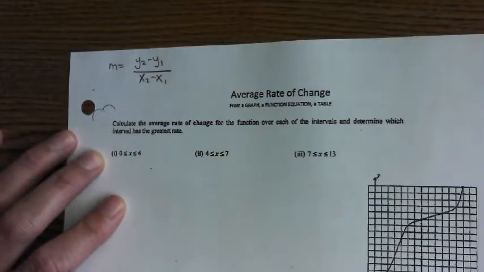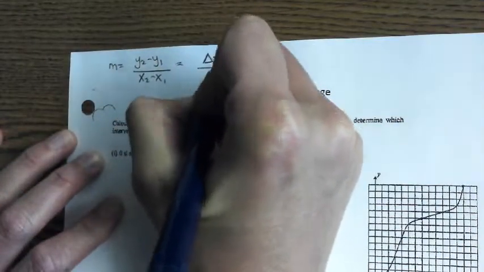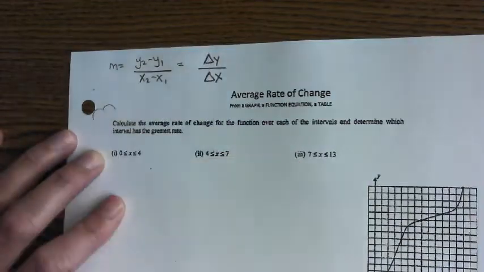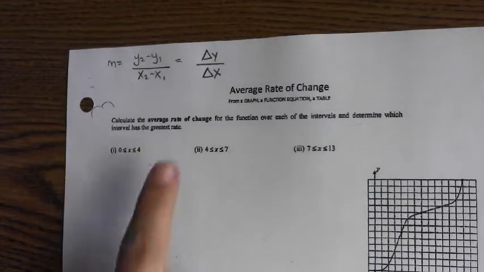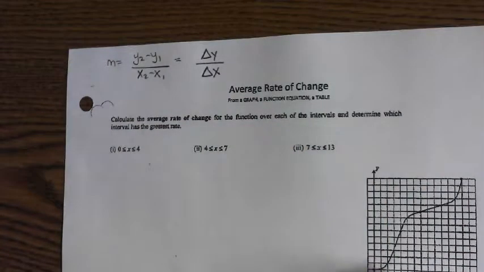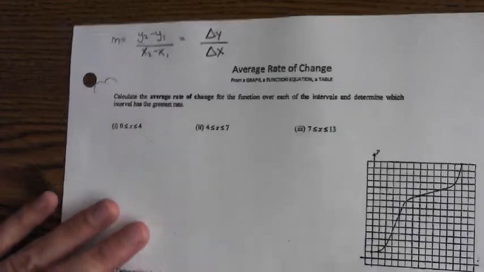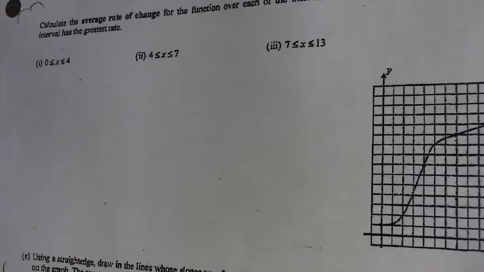Slope between 2 points. Sometimes you guys, have you ever seen this notation? Does anyone, what does that triangle mean? Change. It's delta. It's a Greek letter, which means change. Change in y over change in x. So calculate the average rate of change for the function shown over each of the intervals and determine which interval has the greatest. When you're looking at a picture, you can just count the slope, right?